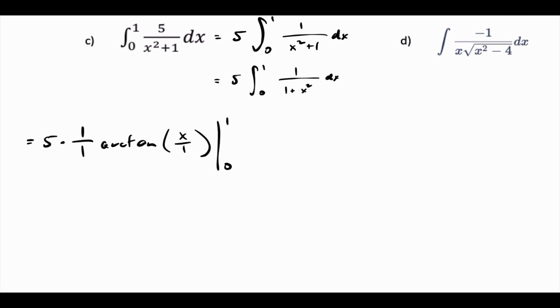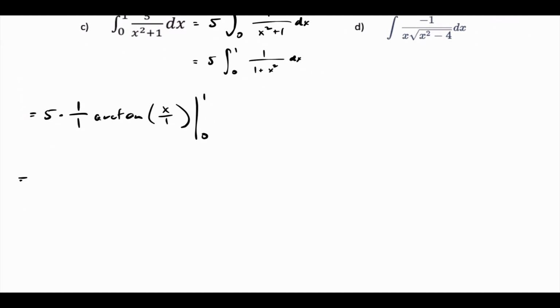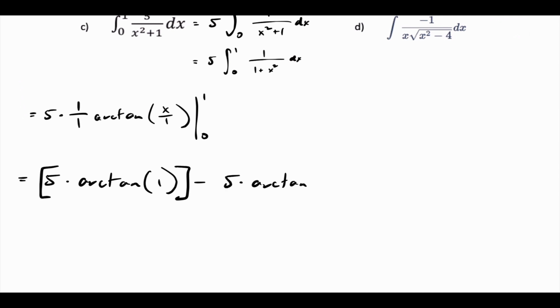So even if you switched up x and 1 and you left it the way it was, you would get 1 over x over 1 over 1, which is the same thing. Okay? So let's plug in 5 times arctangent of 1 minus 5 times arctangent of 0.